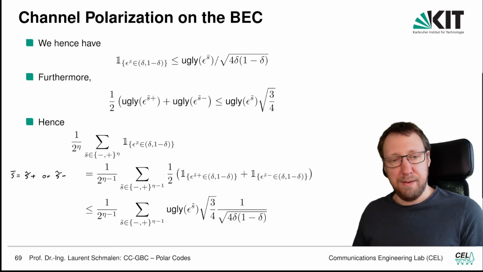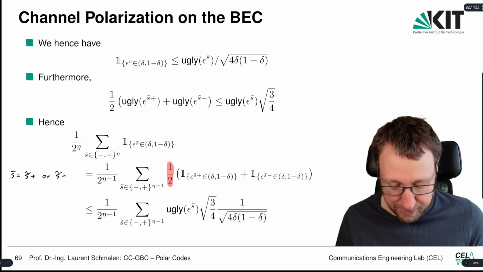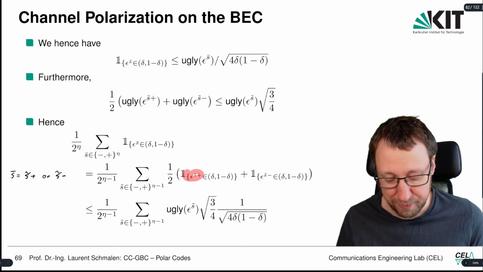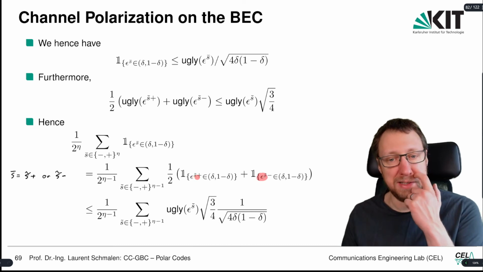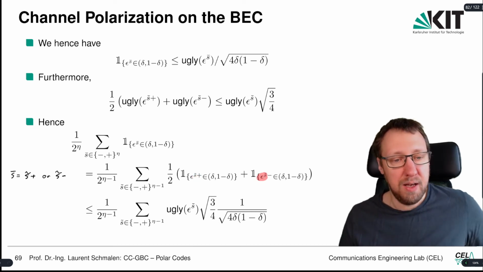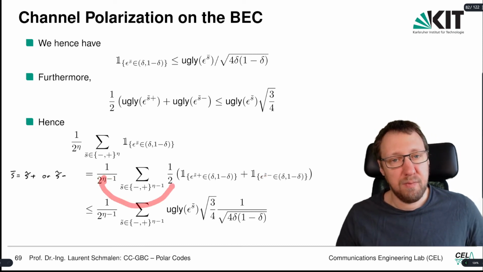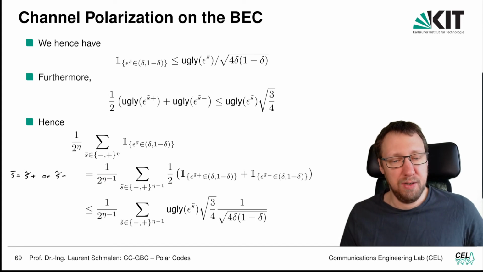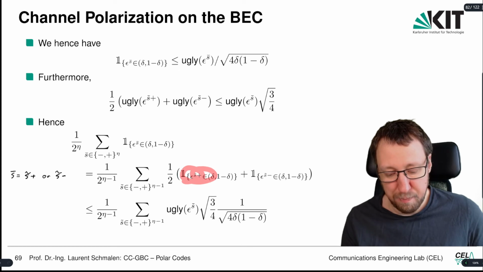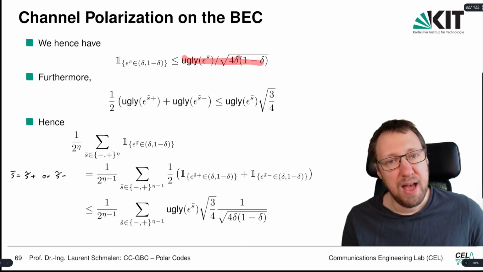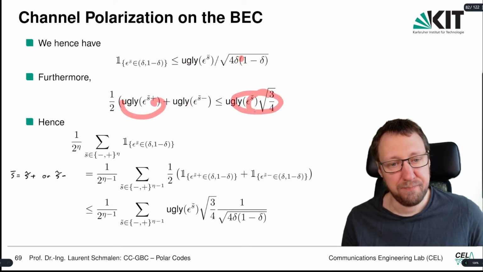So we go over these two, and then we can write this as 1/2 times the indicator function of epsilon s tilde plus the indicator function of epsilon s tilde minus. And here, of course, we take the 1 out of 2 factor and move it inside the sum. And then we use our bound on this one. So this indicator function is bounded by the ugliness, and then the average of the ugliness is bounded by this guy.